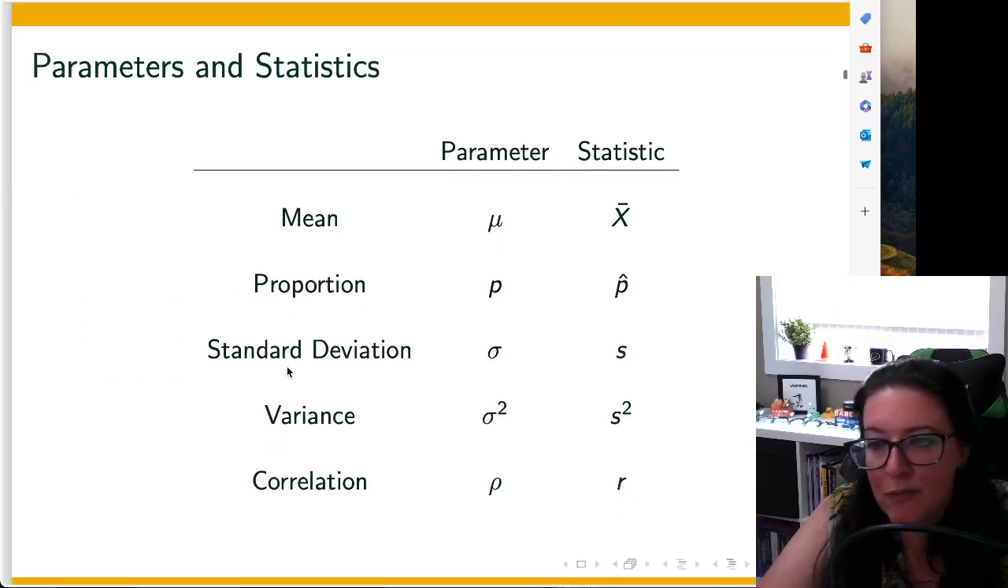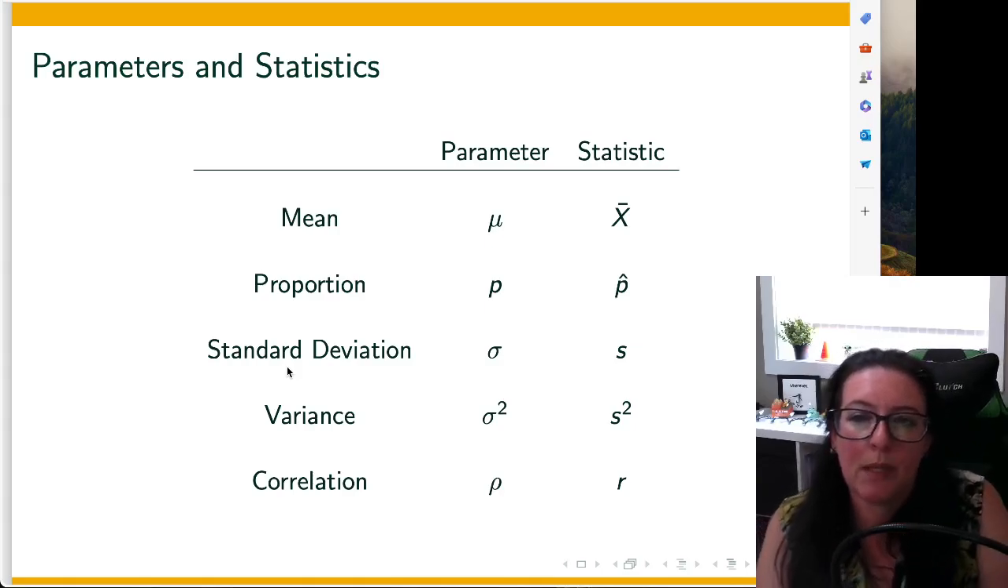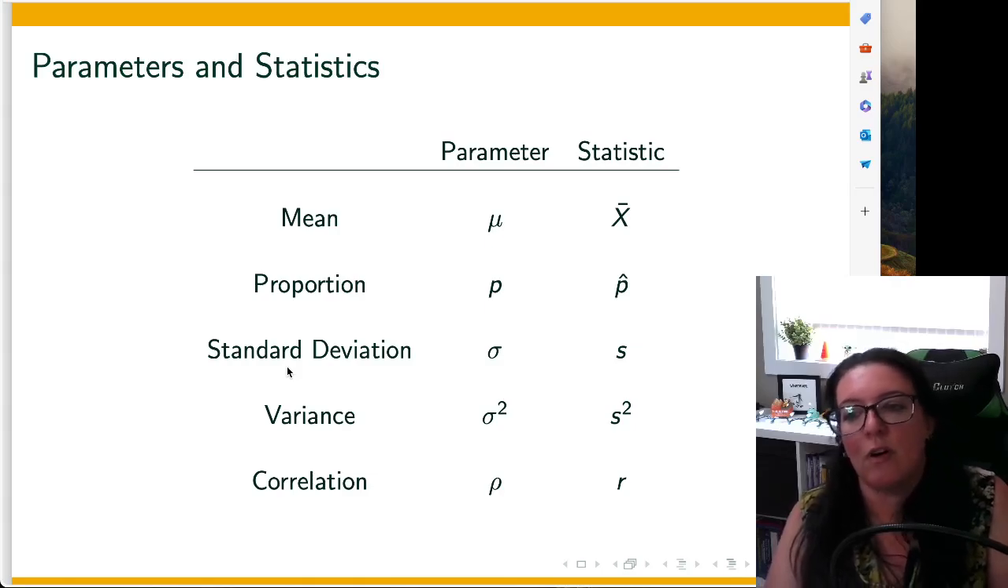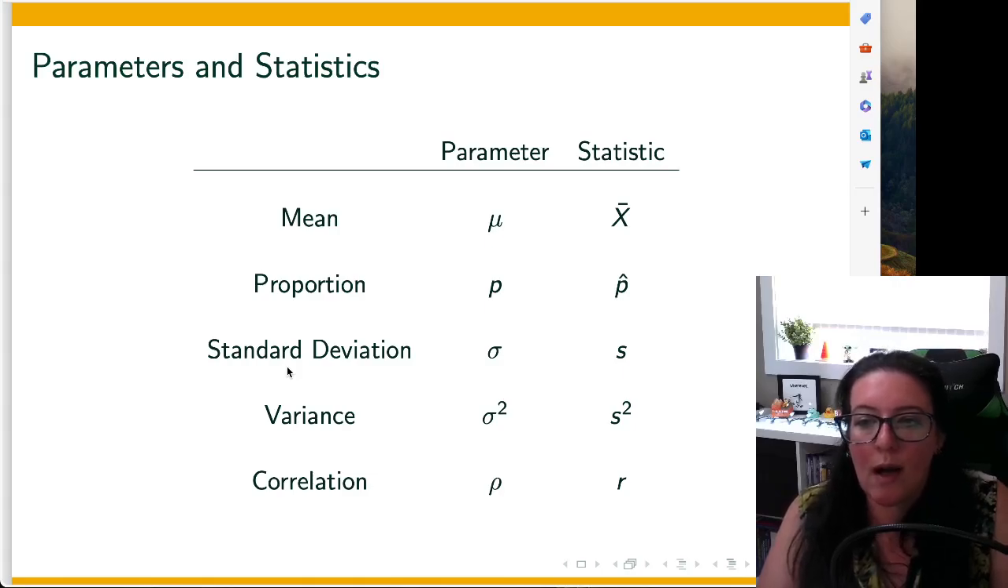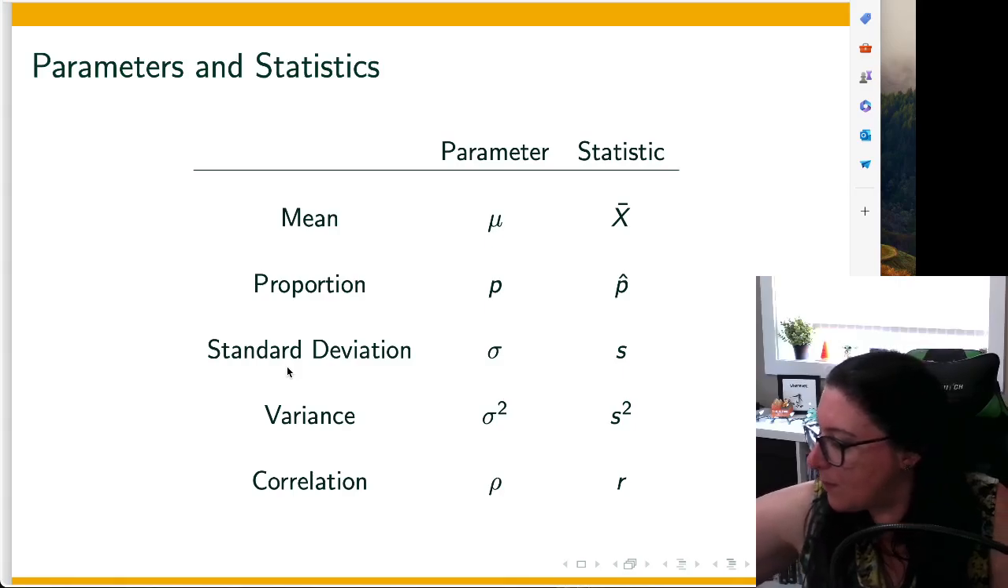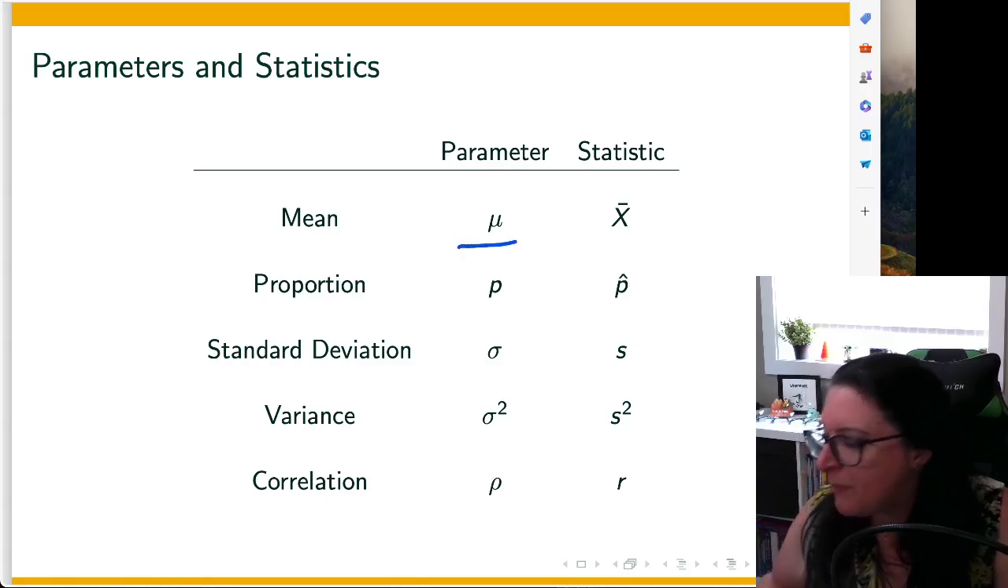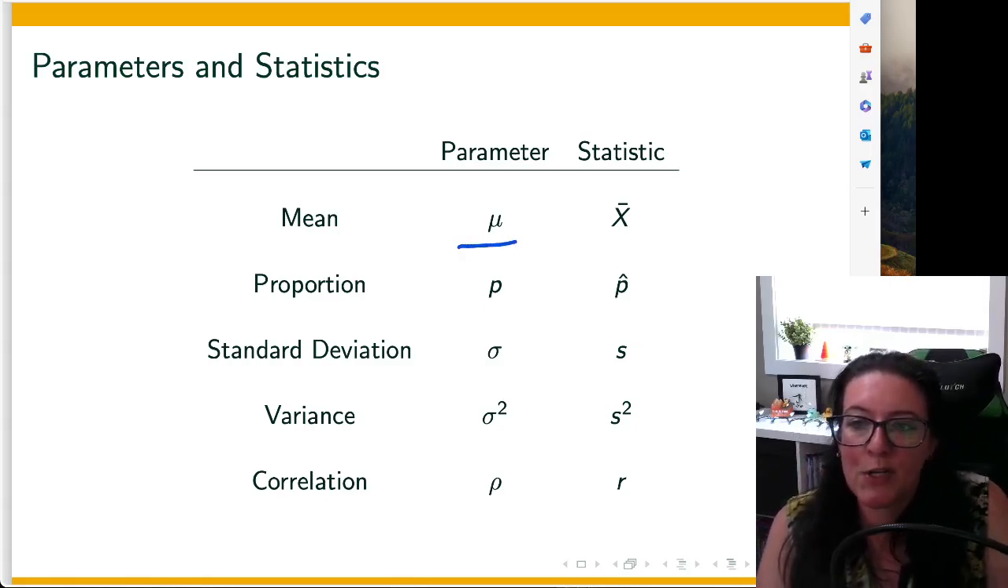Now, we use different symbols to represent the difference between the parameters and the statistics. So while we can find the average age of all people in Alberta, or of our sample, to differentiate between the parameter and the statistic, we use different symbols. For the average of the population, we use the symbol mu. That's this Greek symbol that you see right here. Whereas if we are finding the average for the sample statistic, then we use x with a bar over it. So we call it x bar.